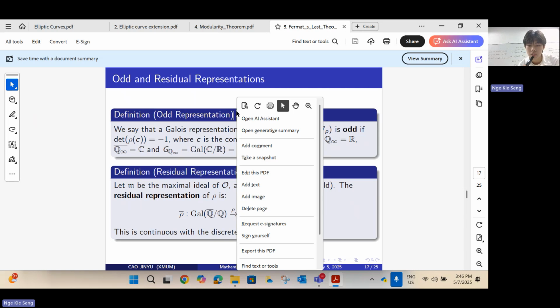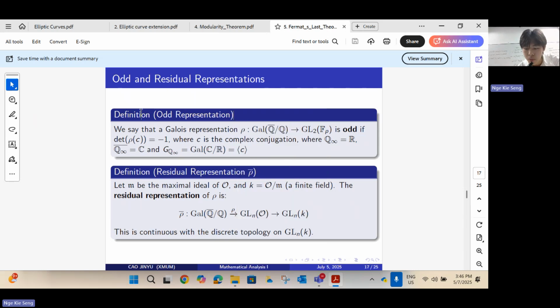For an odd representation, we say it is odd if the determinant of rho(c) is -1. Here c is the complex conjugation generating the Galois representation. And for the residual representation, we define it as follows.